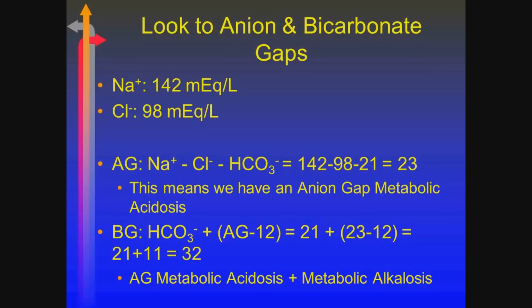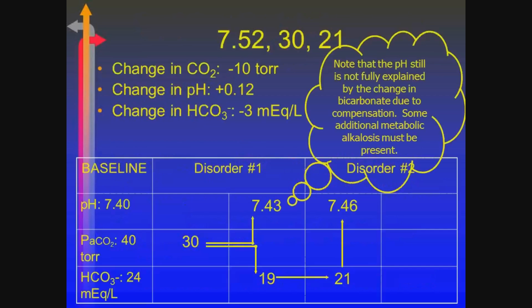Looking at the bicarbonate gap, 21 is my bicarbonate. The anion gap was 23, so 23 minus 12 is 11. 21 and 11 is 32. We go back to that one. Oh, I'm going to go all the way back. Go back to that one slide, though.